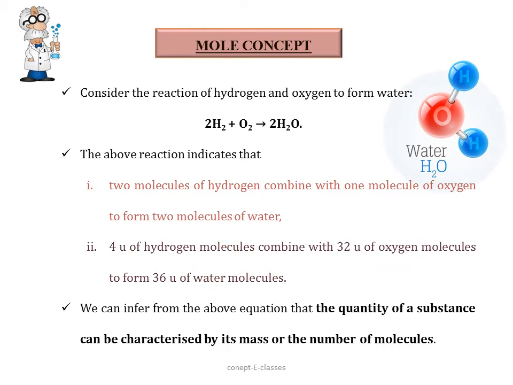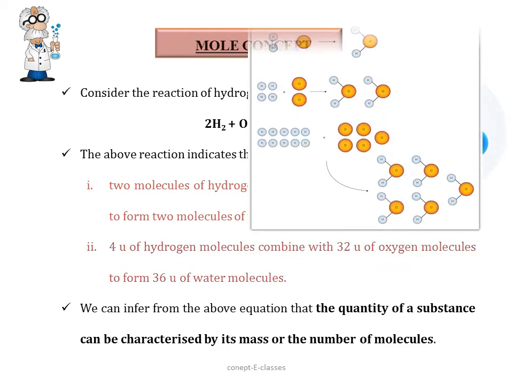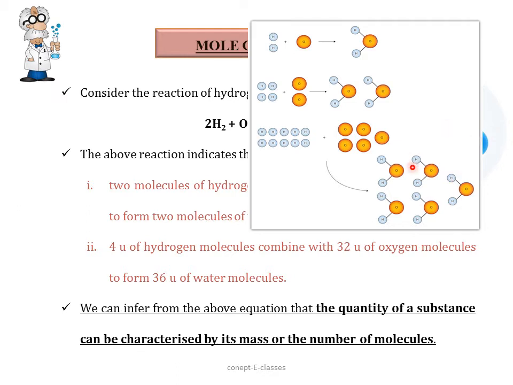Okay, so from this above reaction we understand these points, or in simple words we can say that if we require 1 molecule of water, we need 2 hydrogen atoms with 1 oxygen atom. If we require 2 molecules of water, we require 4 hydrogen atoms and 2 oxygen atoms. Now if we require 5 molecules of water, we require 10 hydrogen atoms and 5 oxygen atoms. So from this we can understand that the quantity of a substance can be characterized by its mass or the number of molecules.